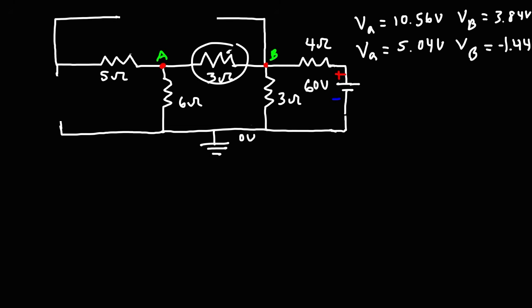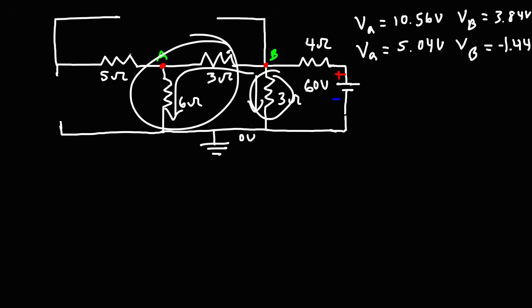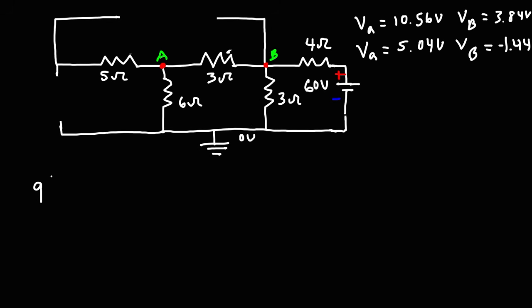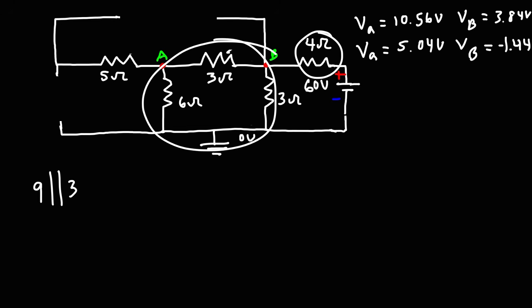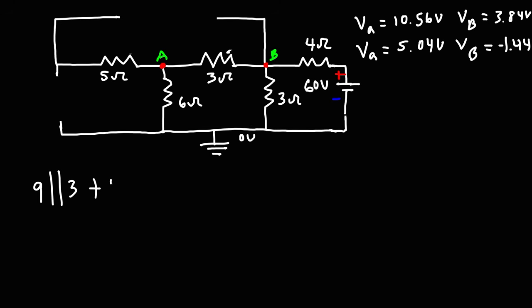So right now, the 3 ohm and the 6 ohm resistor are in series with each other. So that's an equivalent resistance of 9 ohms. So the current can flow through in this direction, or it can flow through this direction. So the 3 ohm resistor here is parallel with the 9 ohm resistor. So we have 9 parallel to 3, and the 4 ohm resistor is in series with this equivalent resistance. So we're going to add 4 to it.